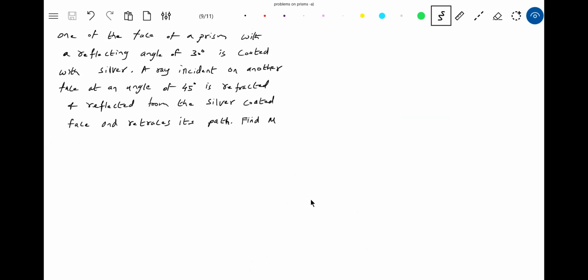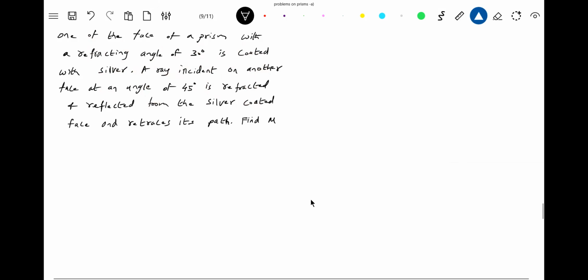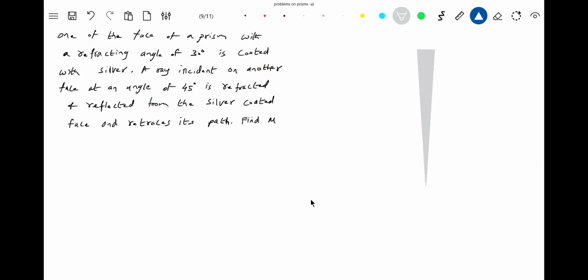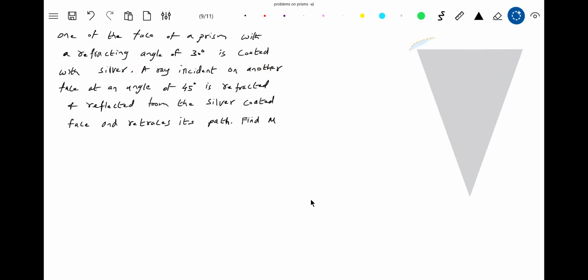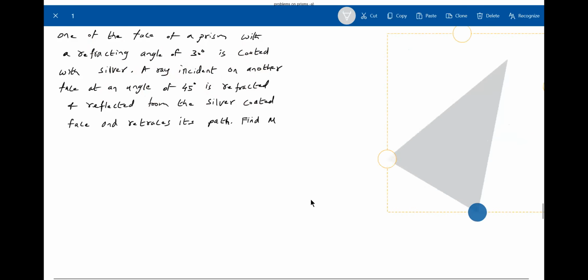This is something: one of the faces of a prism with a refracting angle of 30 degrees is coated with silver. A ray incident on another face at an angle of 45 degrees is refracted and reflected from the silver coated face and retraces its path. You should get even the diagram also. I think the problem demands the student should draw the diagram.